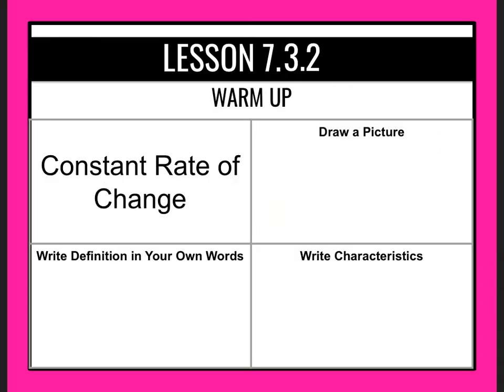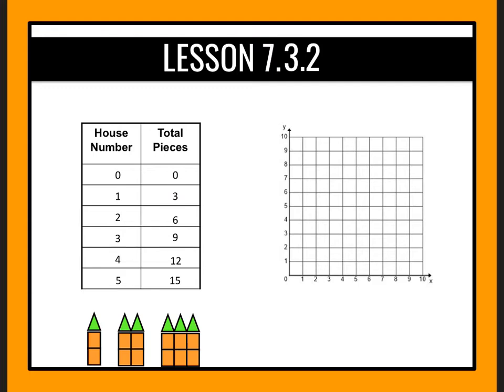All right, so what we're going to have an opportunity to do is write about constant rate of change. So you're going to have to write your own definition. Draw me a picture, right? Where in our real life do we see constant rate of change? And then write some characteristics that you notice about it. Let's go ahead and move to the next one.